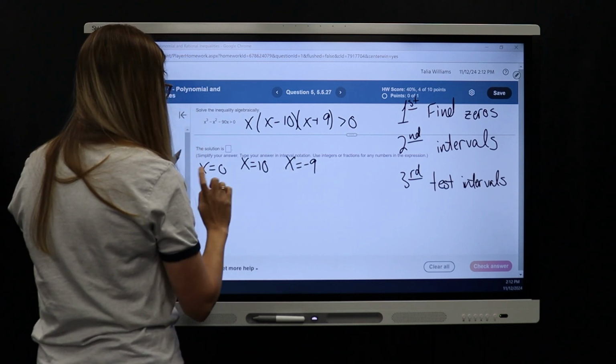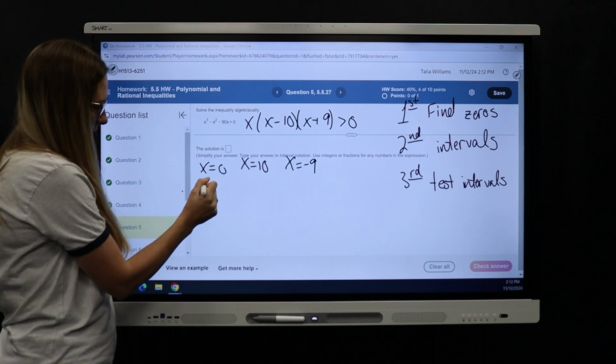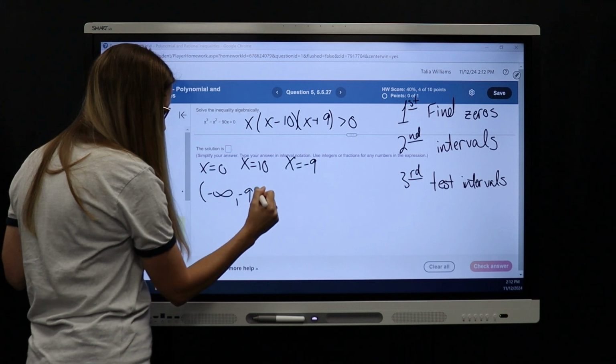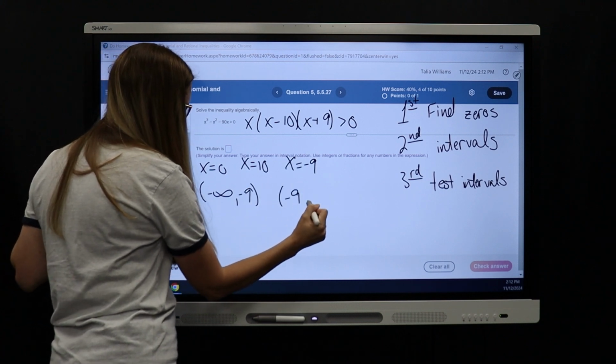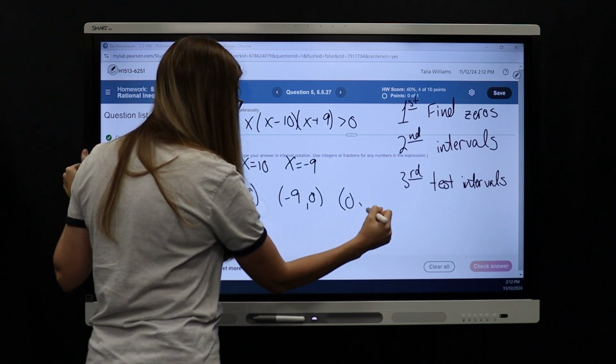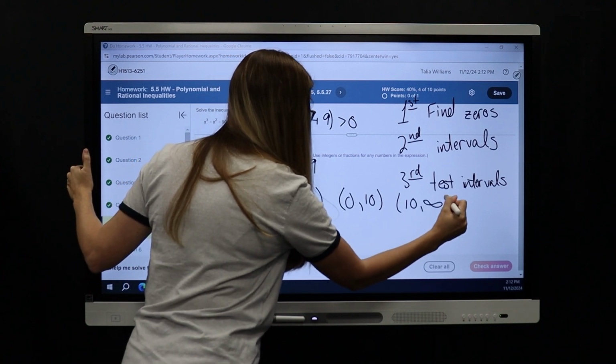I'm going to get good at this in a minute. All right, now let's set our intervals. So from least to greatest, starting with negative infinity. The smallest zero is negative 9. And then we're going to go negative 9 to 0. Then we're going to go 0 to 10. And then 10 to infinity.